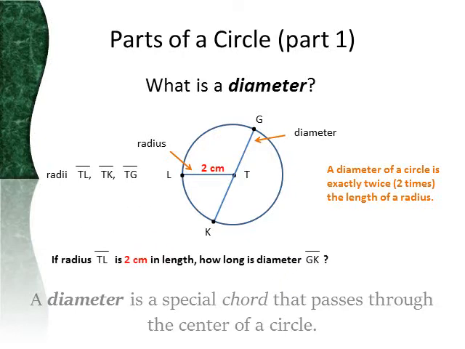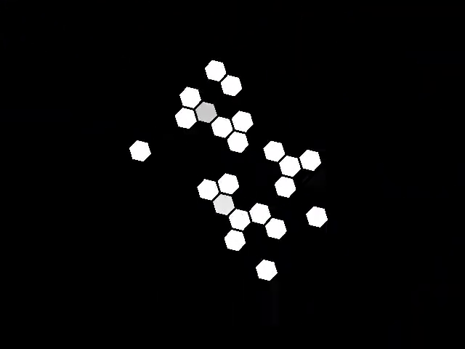If this is true, then how long is diameter GK? 1 centimeter, 4 centimeters, or 5 centimeters? Yes, you're right. The answer is 4 centimeters. Wow, you're good. Now let's review the parts of a circle, shall we?